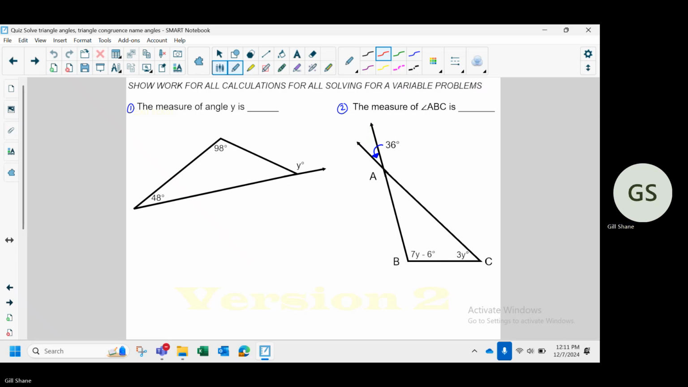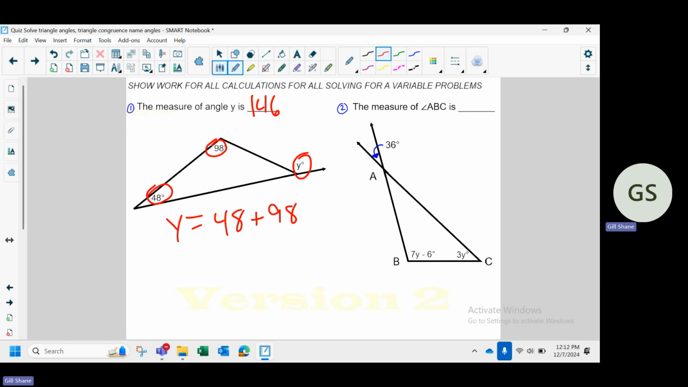So that is an exterior angle. We learned a rule that one exterior angle is equal to the sum of the two opposite interior angles. So the two angles all the way across added together. So in this case, the simple version is y equals 48 plus 98. And that was the answer. So 146 was the answer for this version.